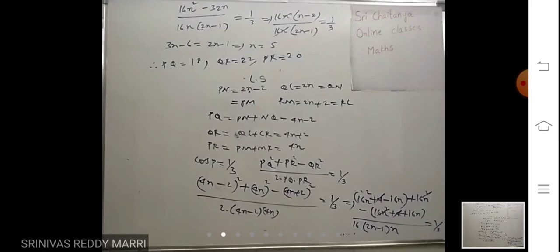Like that, you will get the sides, and after that cos p is given as 1 by 3. You have to calculate what is the value of n. Then you will get the sides.